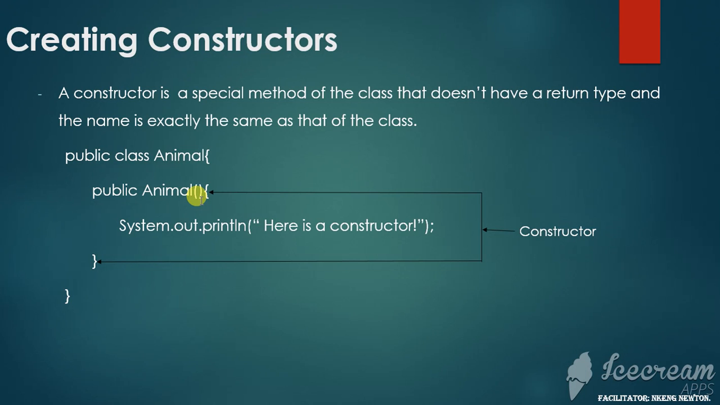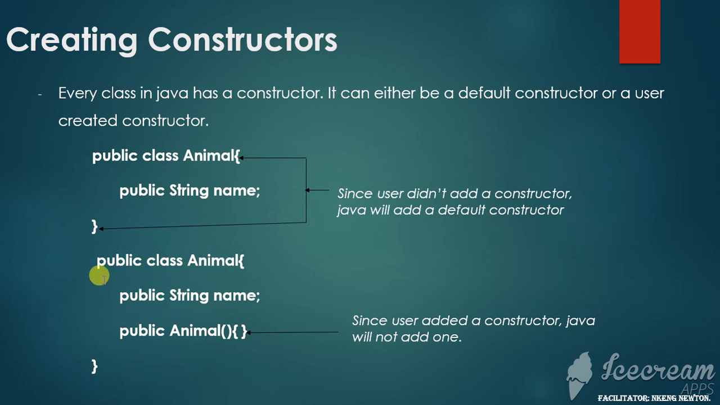The default constructor is a no argument constructor like this, but it is inserted by Java. The rule is that if you create your class and you don't insert a constructor in your class, Java is going to insert a default constructor, and a default constructor is just empty. Look at this class, public class animal. It doesn't have a constructor, so Java is going to make sure that it inserts a default constructor in this code at compile time.